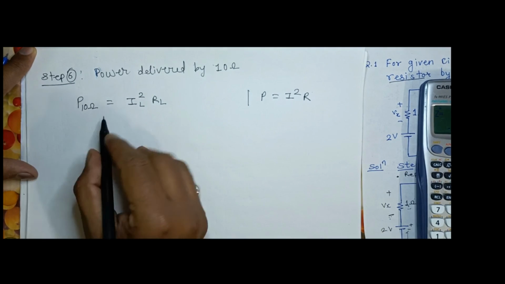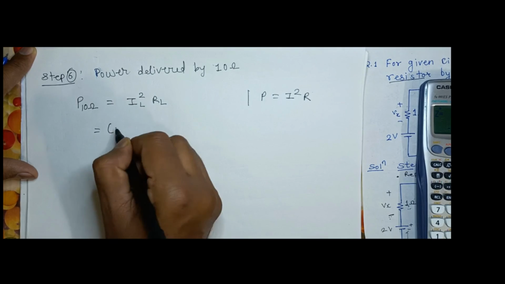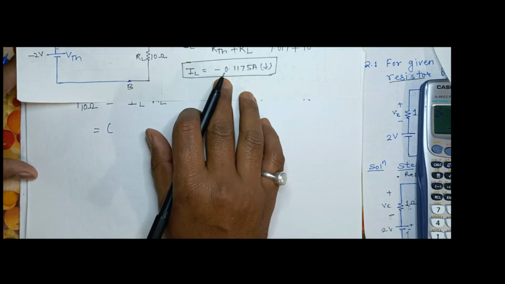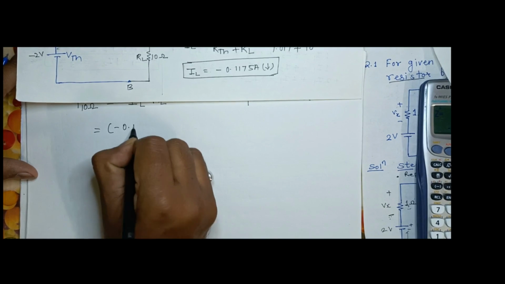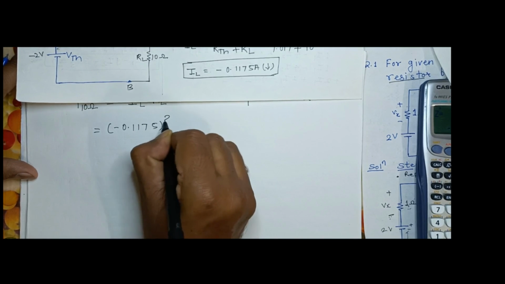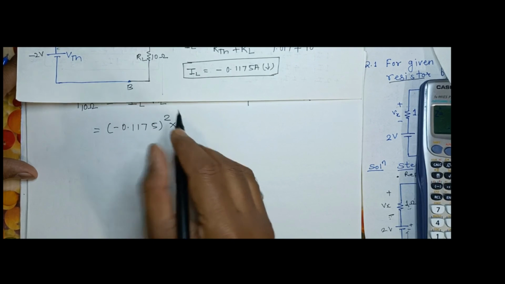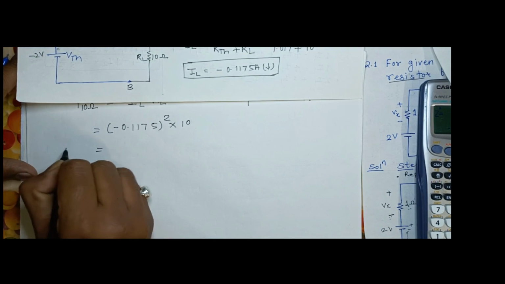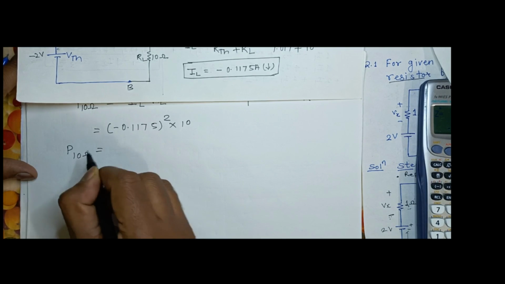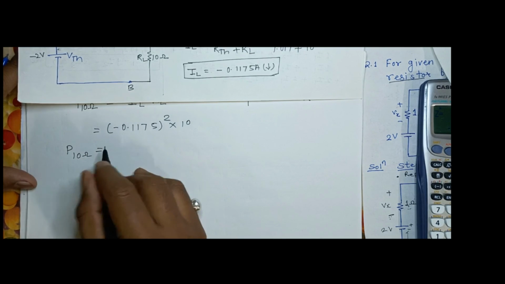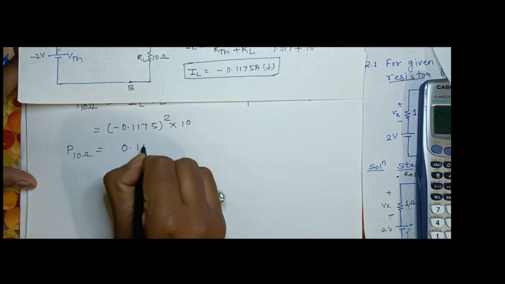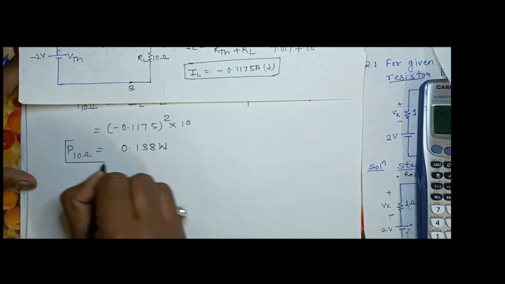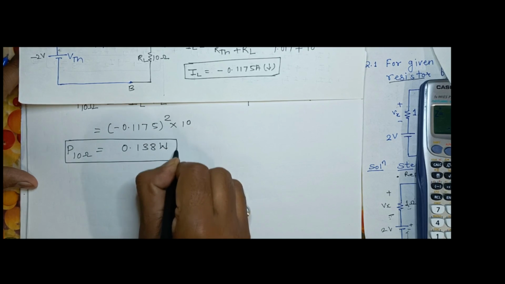So here IL square, we have calculated IL equals minus 0.1175, square, into RL. RL is 10 ohm, as you know, this is given. Now if you calculate using the calculator, you will get 0.138 watt. So this is our final answer.